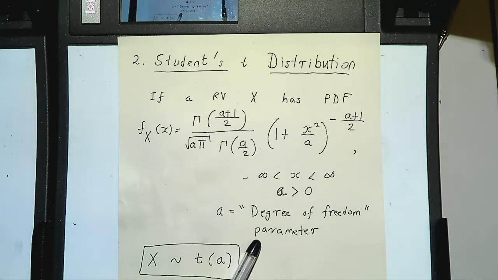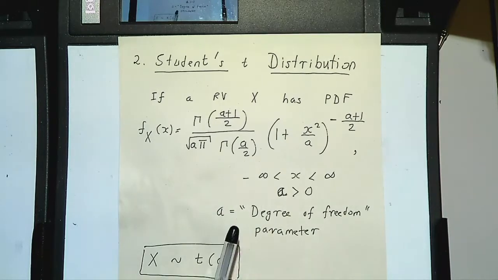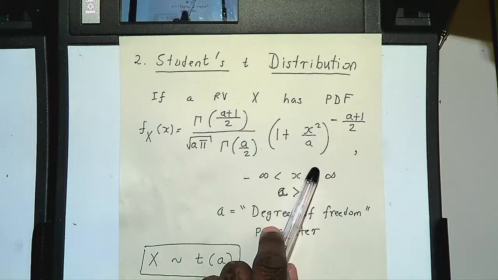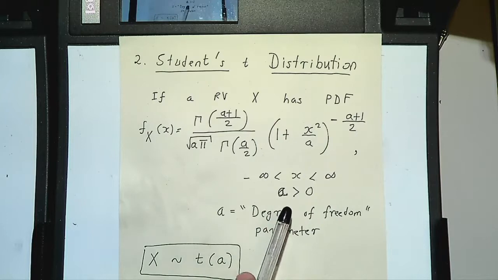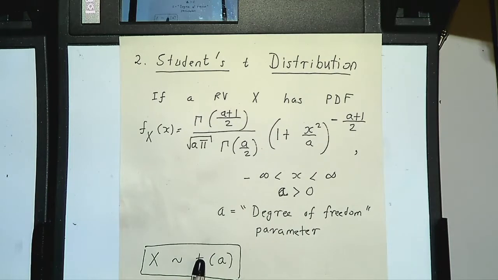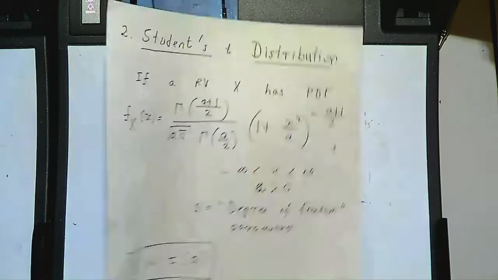Can you see this, guys? Right. So this is the student's t distribution I talked about on Monday this week. This is the density of the student's t distribution. It has one parameter, A, which is referred to as the degree of freedom parameter. And this is the notation I use to mean that a variable x has a t distribution with A degrees of freedom. A is the degree of freedom parameter, which is positive all the time.